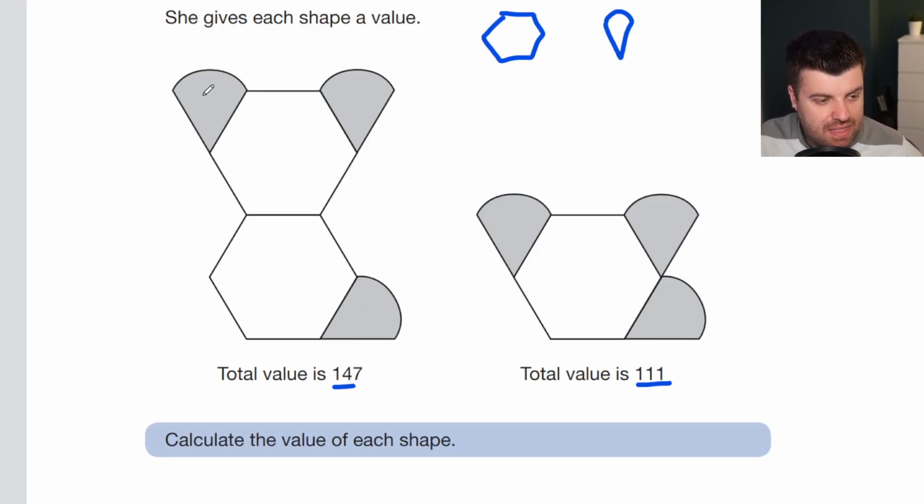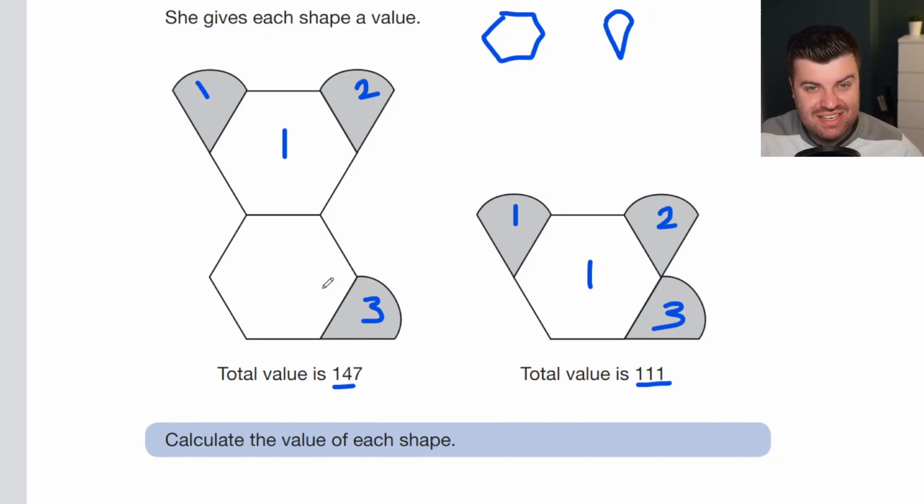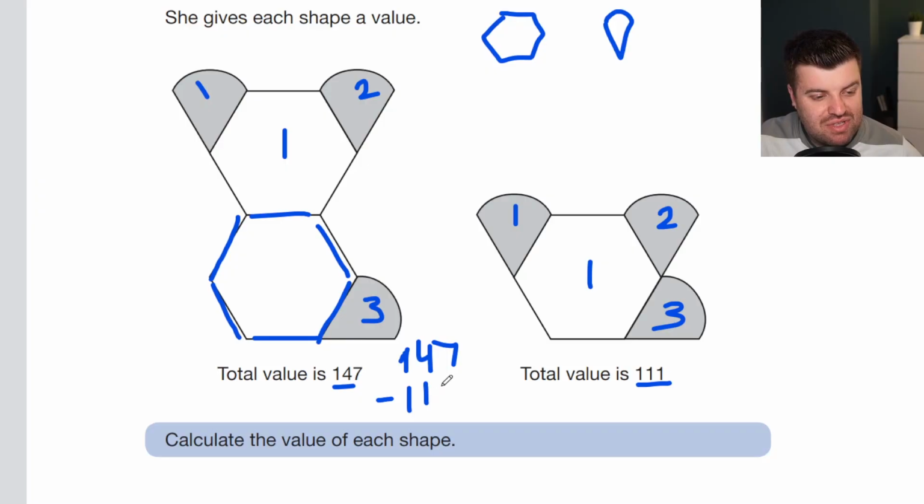You'll notice here that we have 1, 2, 3 of these cone shapes. And that is cancelled out over here. 1, 2, 3 of the cone shapes. What we've also got here is a hexagon. And that cancels out with this hexagon. So the only thing different about these 2 shapes is this hexagon here. Now, what does that mean? Why is that important? Well, if there's only one thing different, then we know the difference between 147 and 111 is the value of one of the hexagons.